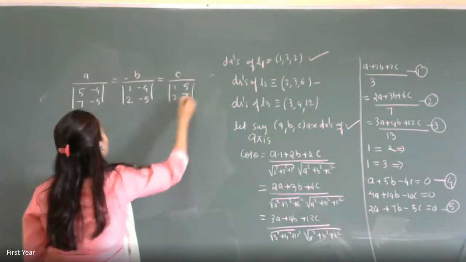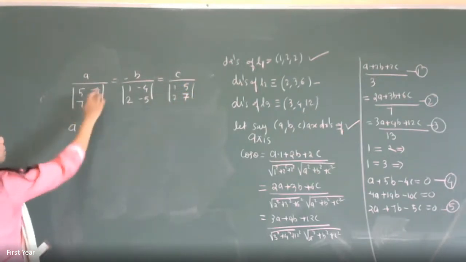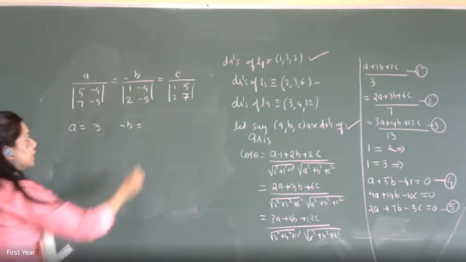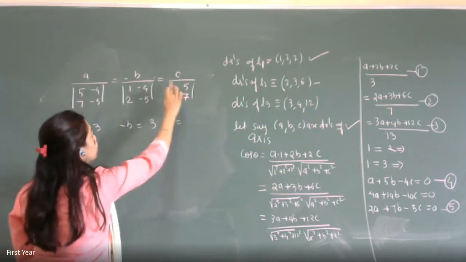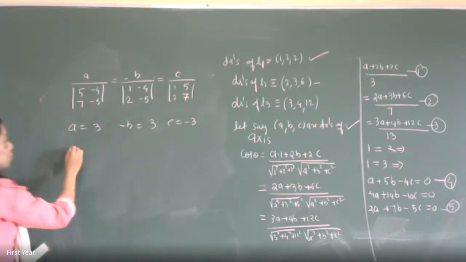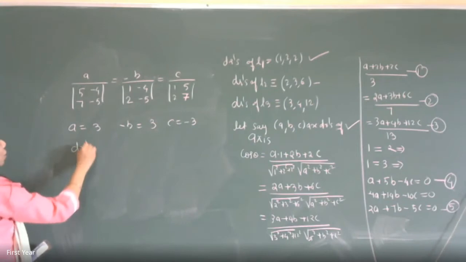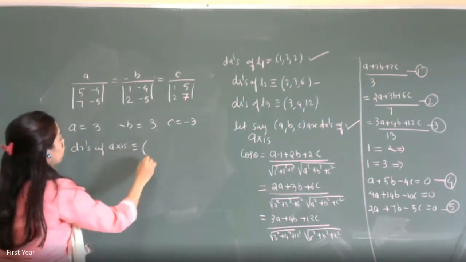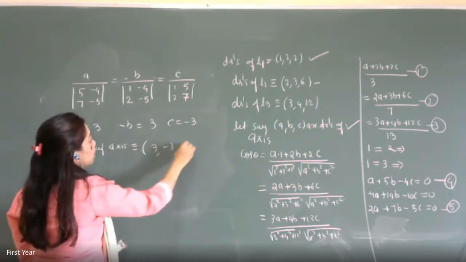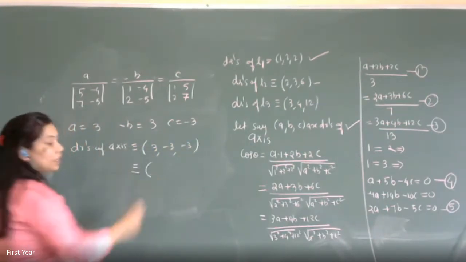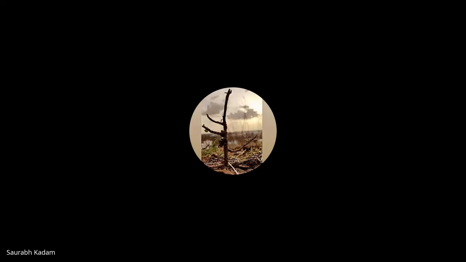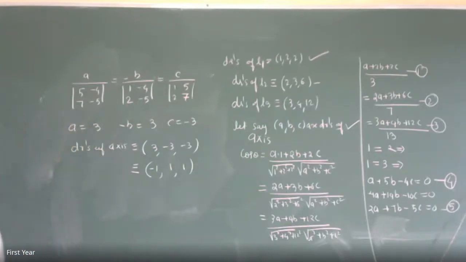That will give you A is equal to minus 25 plus 28, that is 3. Minus B is equal to minus 5 plus 8 is 3. And C is equal to 7 minus 10, that is minus 3. So these are your direction ratios of the axis: 3, minus 3, minus 3. To write it in the most simplified form, you can see that 3 is common. I can write this as 1, minus 1, minus 1, or minus 1, 1, 1.